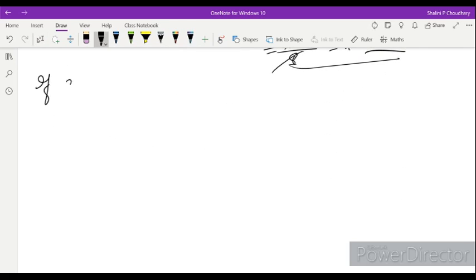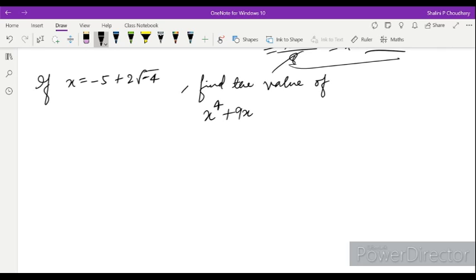If x is equal to minus 5 plus 2 root minus 4, that is, 2 square root of minus 4, so what we have to do? We have to find out the value of x to the power 4 plus 9x cube plus 35x square minus x plus 64. Okay, this we have to find out the value. So if this is given, what can we find out?